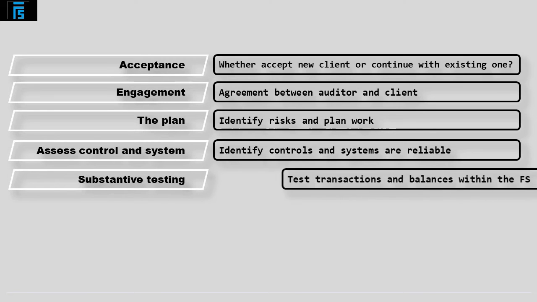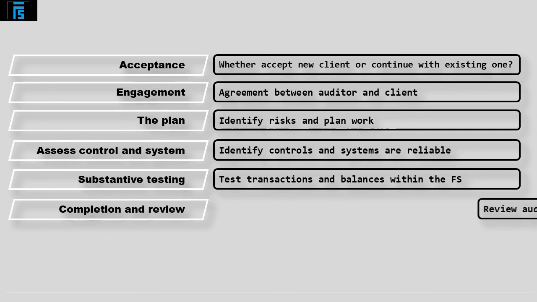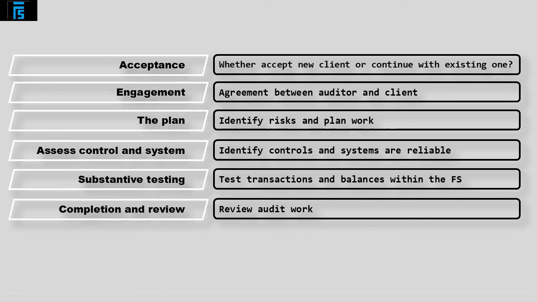Step 5. Substantive testing. This is the testing stage where the auditor performs audit procedures on transactions and balances within the financial statements to identify potential misstatements. Step 6. Completion and review. At this stage, the audit manager will review the evidence collected and the work completed to ensure it is enough to form an opinion.